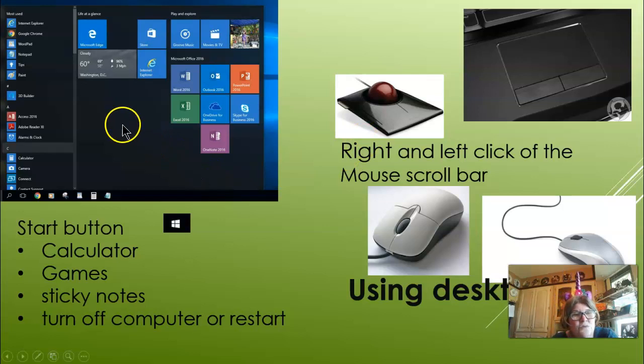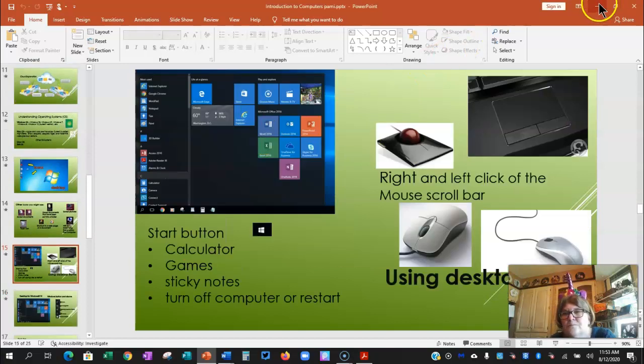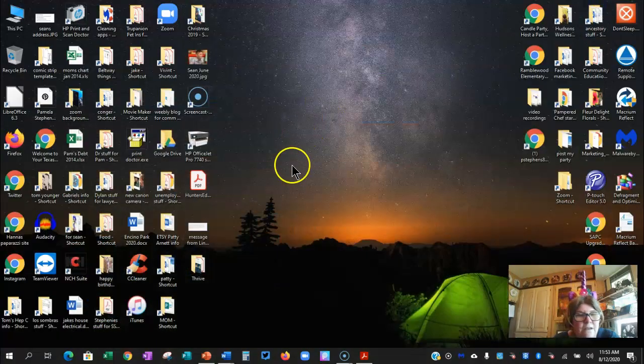Okay, this is what a desktop will look like if you're using Windows 10 at some point. So we're going to do some things. We're going to go to the Start button. We're going to look at the calculator, games, sticky notes, etc. I think I'm going to stop the video here, and I'm going to start a second one so that you're not looking at something all day long.